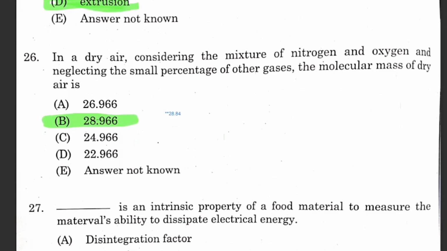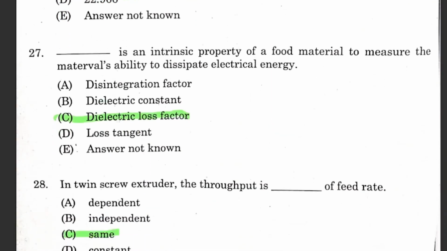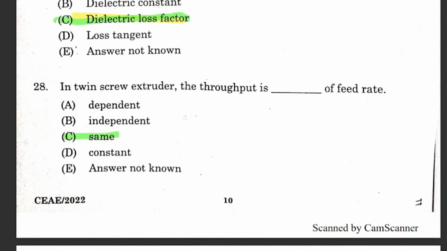Question number 26. In dry air, considering the mixture of nitrogen and oxygen and neglecting the small percentage of the other gases, the molecular mass of dry air is 28.84, and here 0.966 is mentioned. So near about 28.966. Option number D is correct here. Question number 27. Dash is the intrinsic property of a food material to measure the material's ability to dissipate electrical energy, that is dielectric loss factor. Option number C is correct.